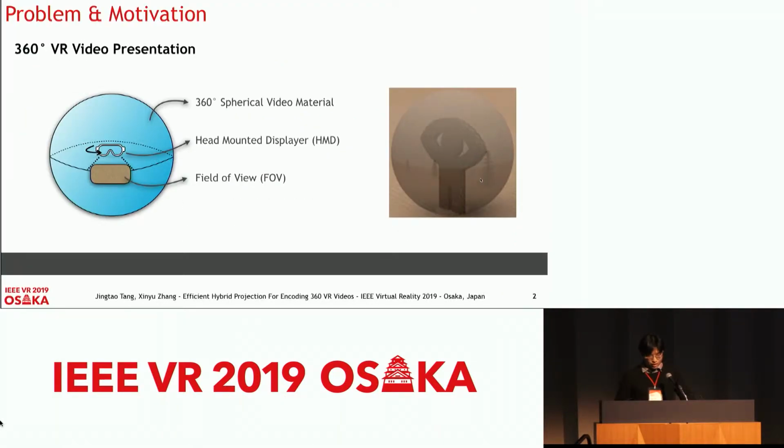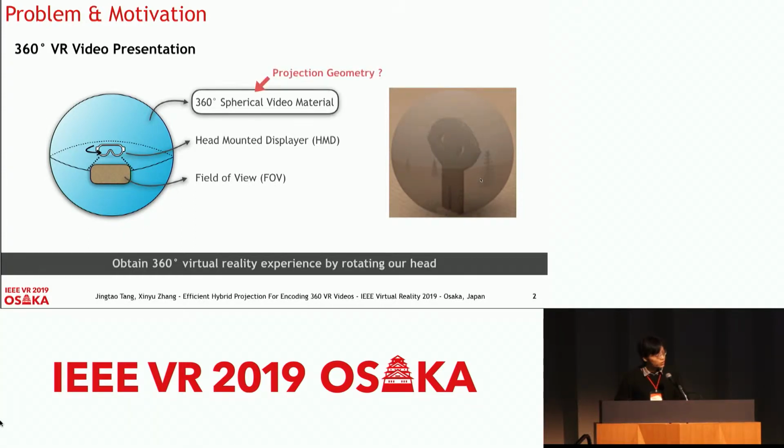Before we start, I'll make a brief introduction about how 360 VR videos are presented. First of all, we have a material ball, and then we wrap it with a spherical video material. As a viewer within the ball, we can obtain a 360 VR immersive experience by rotating our head to get the wanted field of view. So there arises the question of how to project the sphere surface into a 2D plane. In this paper, we proposed a hybrid projection geometry for doing it.